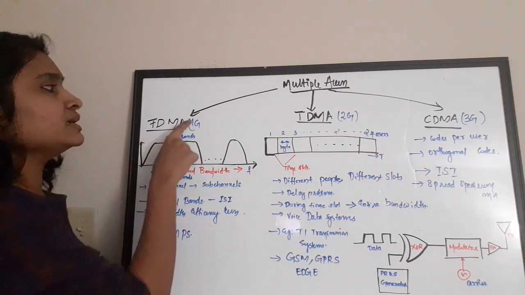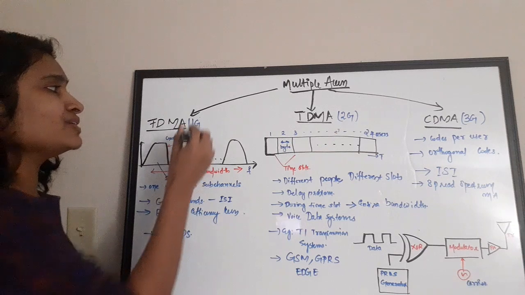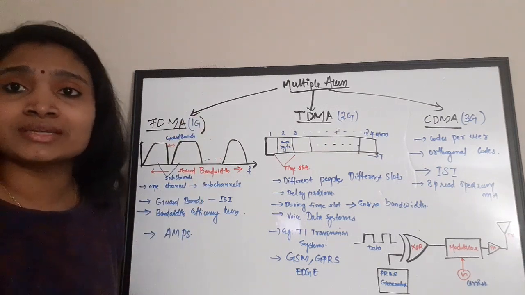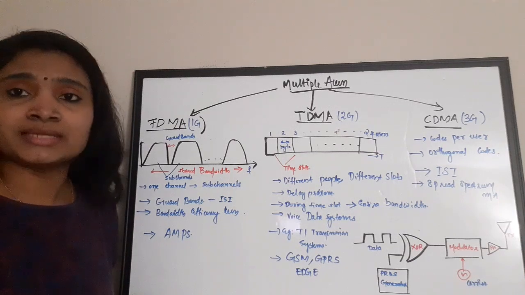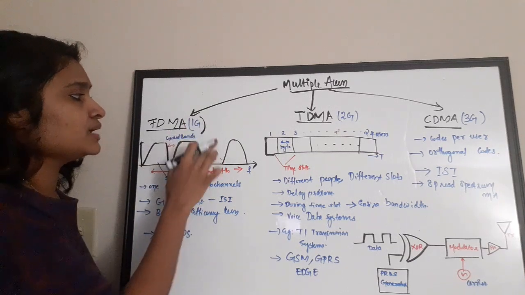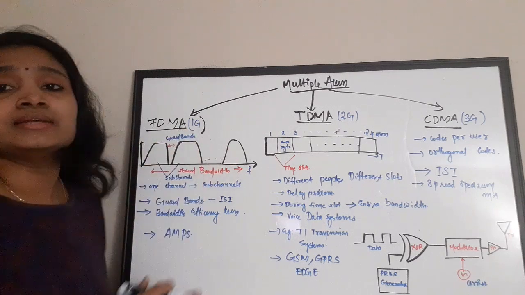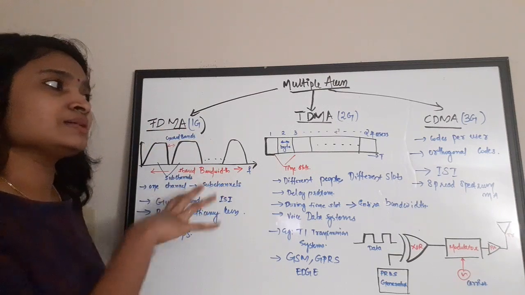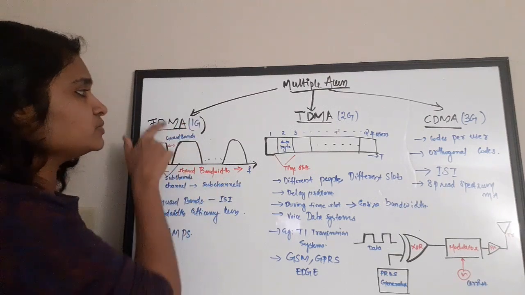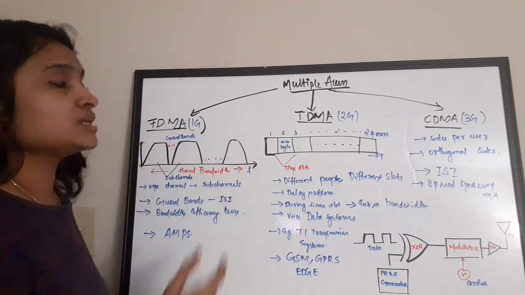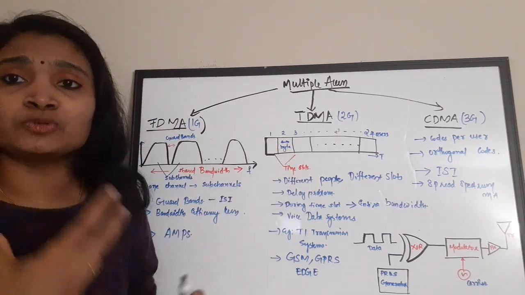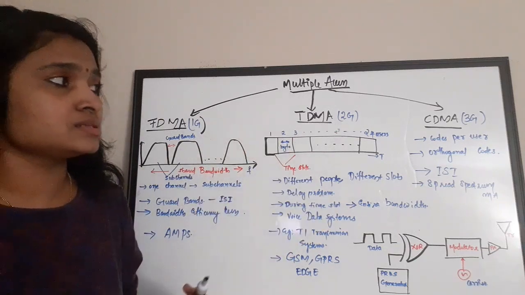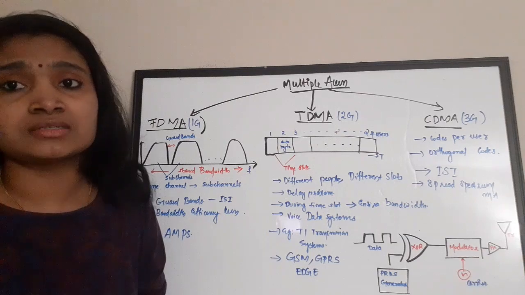FDMA is the technique used in the first generation devices. We know there is evolution happening in electronics and communication equipment, everything. The first generation equipment generally used FDMA. We will see later what it is, but just know that in 1G, FDMA was used. For 2G, there is a little improvement: TDMA was used. In 3G devices, CDMA, code division multiple access, was used.